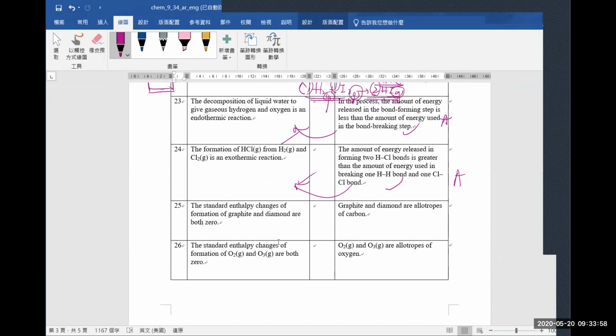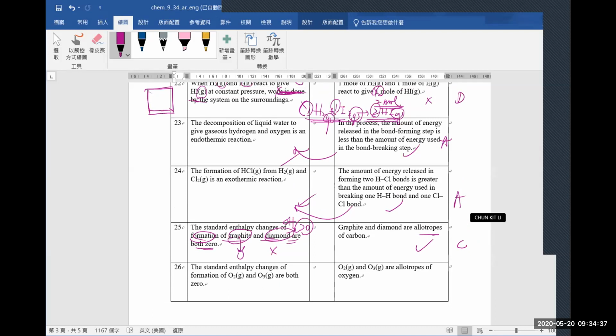Formation of graphite and diamond are both 0. Of course, it's not, right? Which one is 0? Graphite, this one is 0. Diamond is not, it's less stable. So for the formation of diamond, we give you a positive data, right? Delta H of formation is greater than 0. Arrow drops is correct. I see. Thank you. How about next guy?